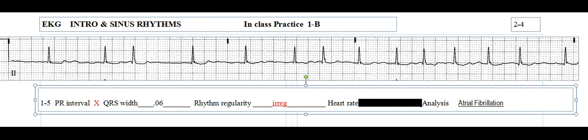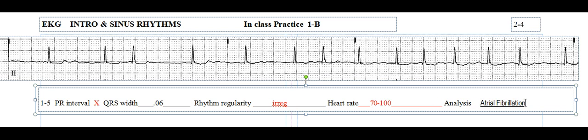Heart rate. You're going to do this twice. I've marked the 6-second lines on here already, so count 1, 2, 3, 4, 5, 6, 7. So we have something roughly in the 70s. Let's try it again. 1, 2, 3, 4, 5, 6, 7, 8, 9, 10. That's going to give us 100. So our rate is going to be 70 to 100.